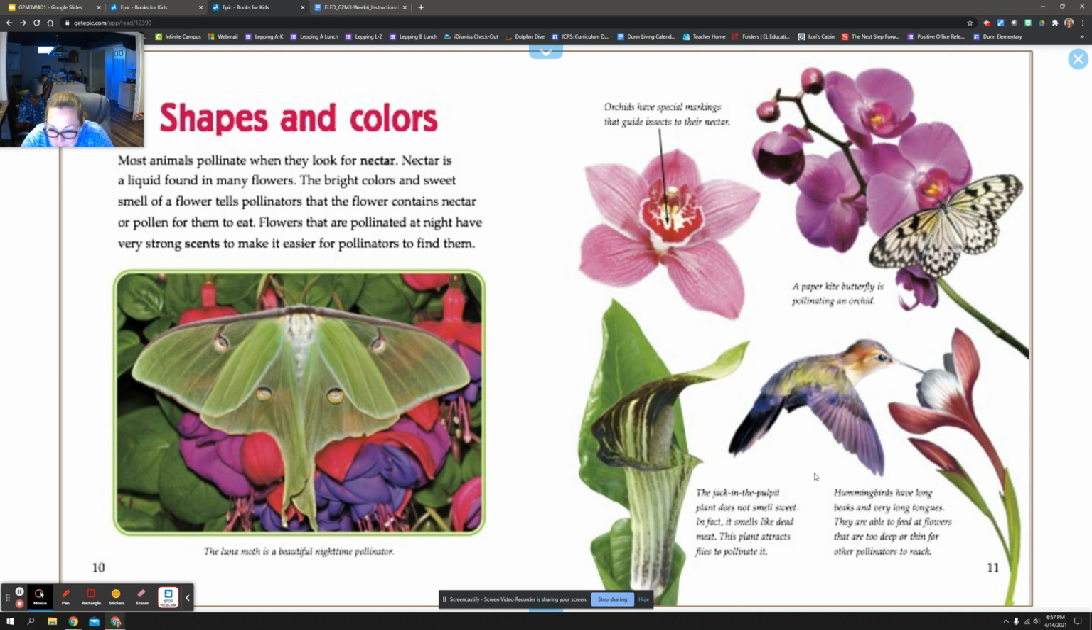Hummingbirds have long beaks and very long tongues. They are able to feed at flowers that are too deep or thin for other pollinators to reach. So this long beak here, they can just kind of poke it in and get deep down in there to feed. And then I guess they're going to get some pollen on themselves too.